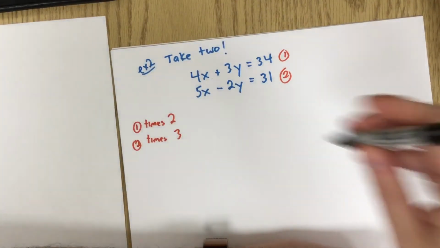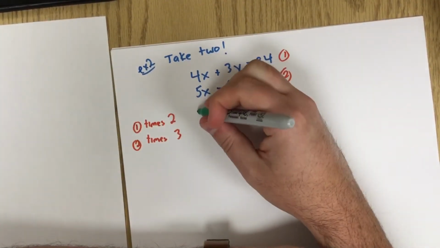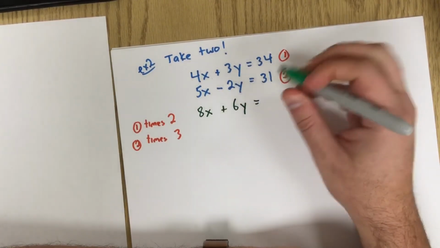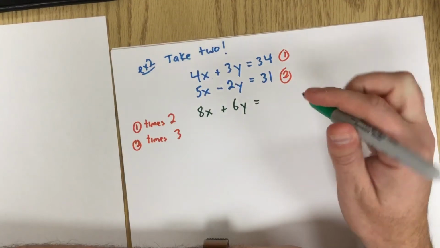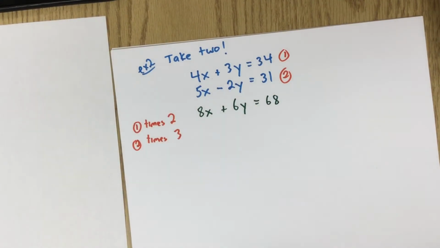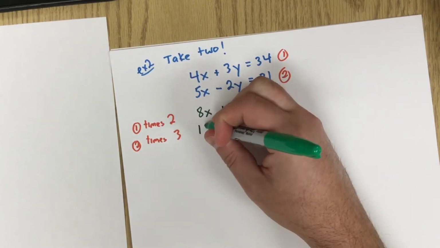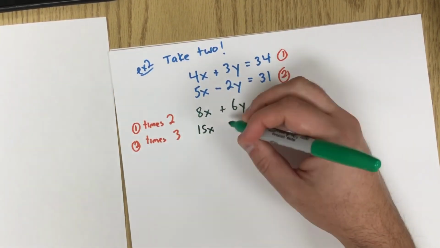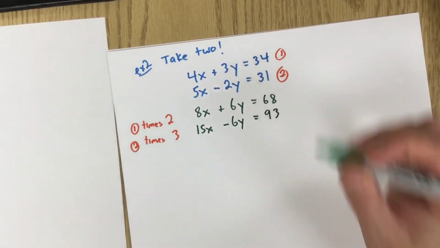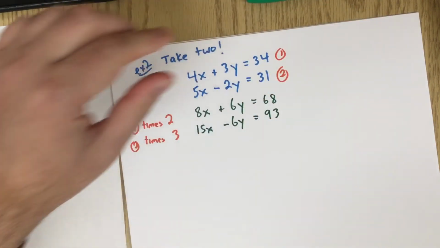So we actually do it now. So we multiply everything by 2. 4 times 2 is 8. 3 times 2 is 6y. 34 times 2, people often forget to multiply the other side as well, is going to be 68. And then we're going to multiply this equation by 3. So 5 times 3 is 15x, minus 2 times 3 is minus 6y, and 31 times 3 is 93. So now it looks like we can add this together a bit better.